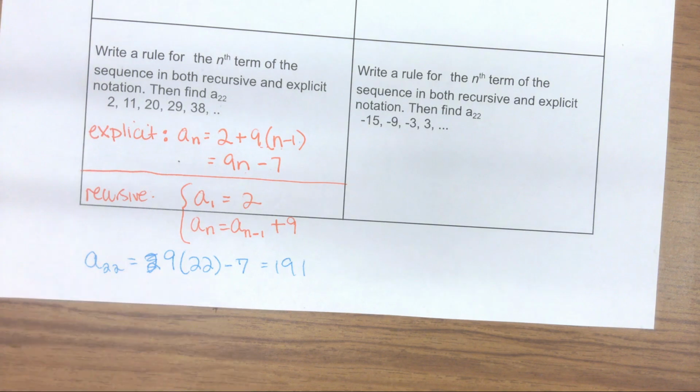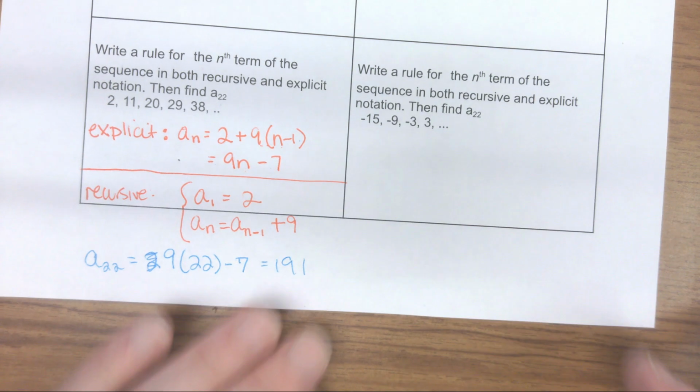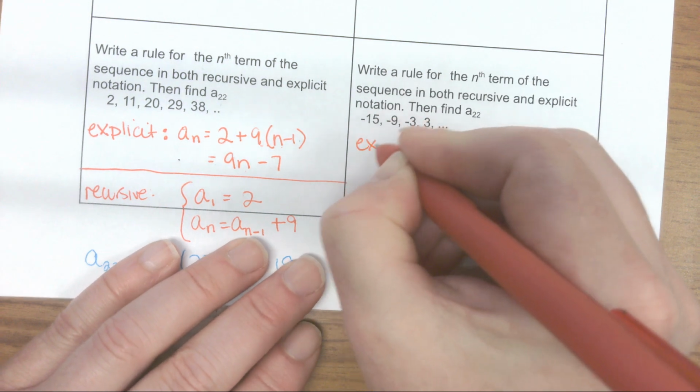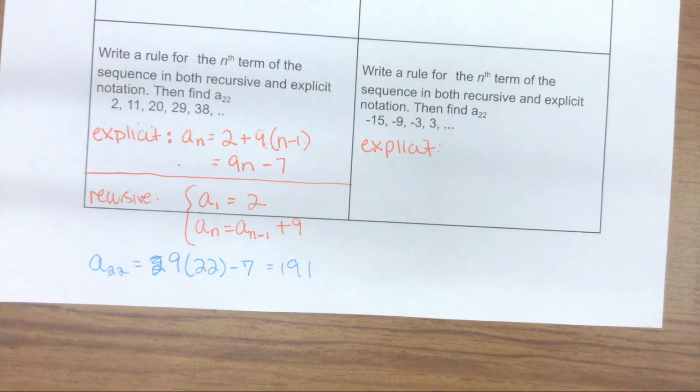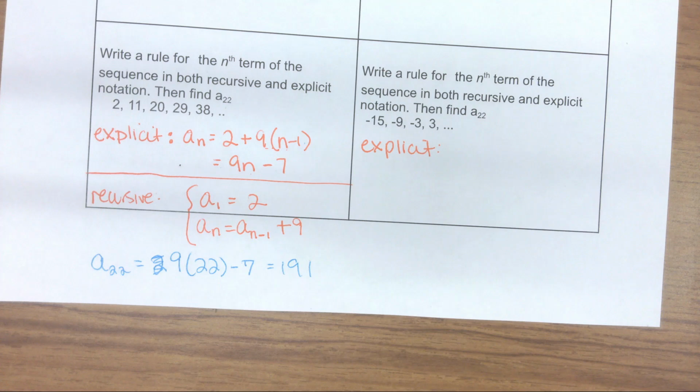Okay, let's do one more. Can you just turn and talk quickly with somebody next to you or in front of you or behind? Would you identify the first term and the common difference of this one? Okay, I'm hearing first term is negative 15, and I'm hearing common difference is 6. Are you with me on that?